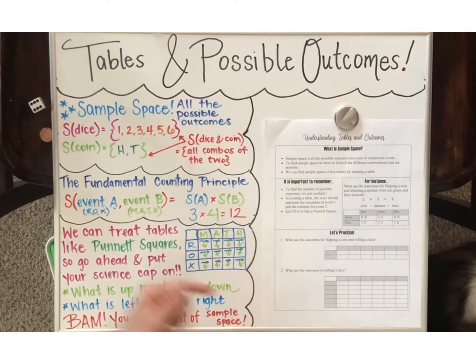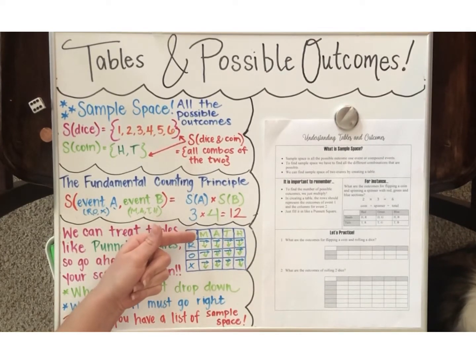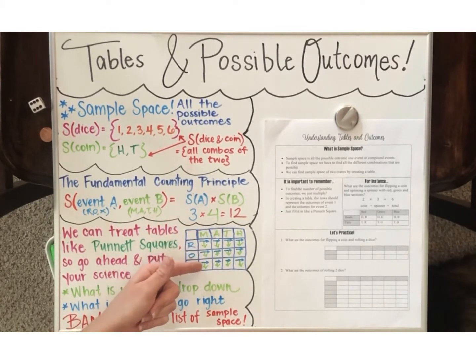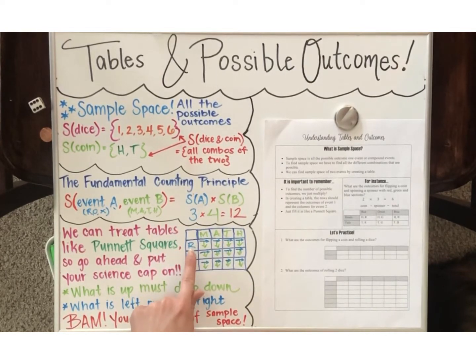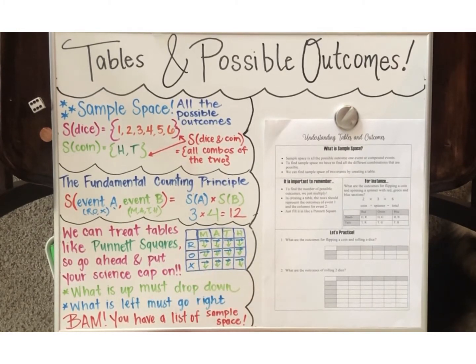and what is left must go right. That being said, in this little example I have here of math rocks, if we have an M, the M will fall into all the boxes below it, and the A will fall into all the boxes below it, and so on. Then our R, which is on the left, will move all the way to the right and be in every single one of those boxes. And then bam, you have a complete list of your sample space right on the inside. And as you can see, we would have 12 items in our sample space.